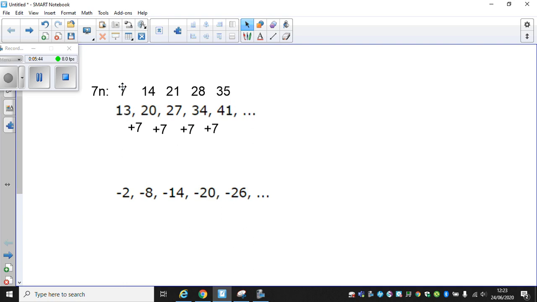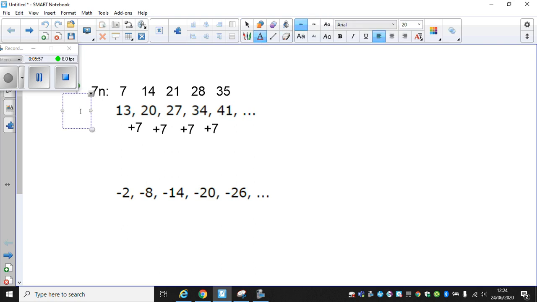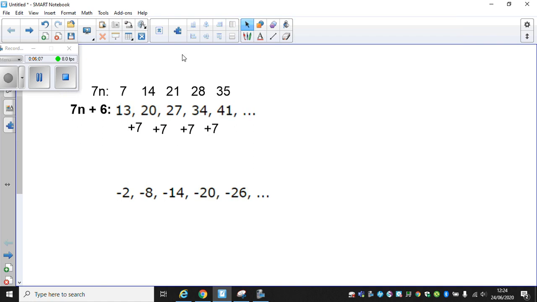Well, 7 add 6 gives us 13. 14 add 6 gives us 20. 21 add 6 gives us 27. So this is actually the 7n rule plus 6. It's exactly the same as the 7n rule, but with an extra 6 added on.